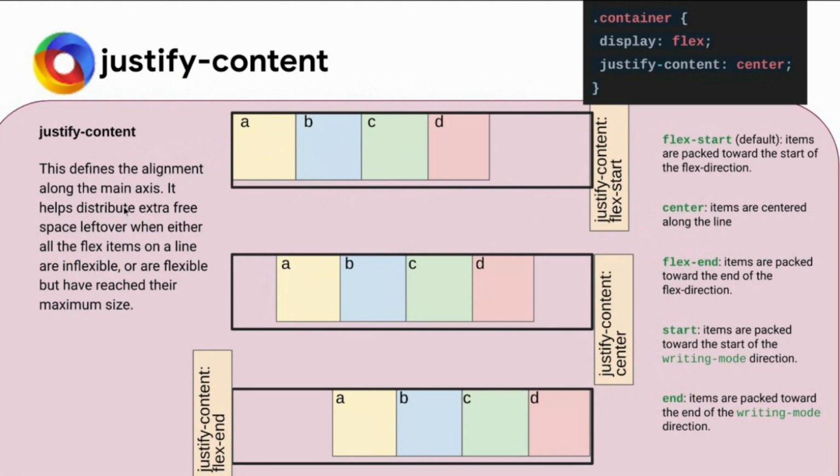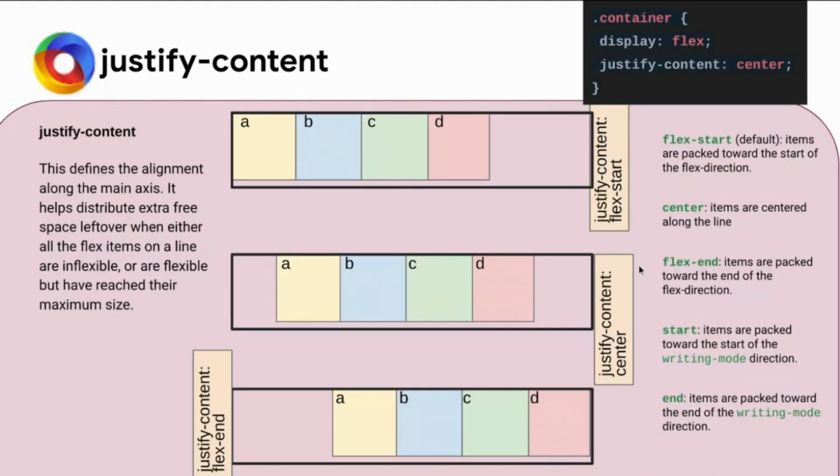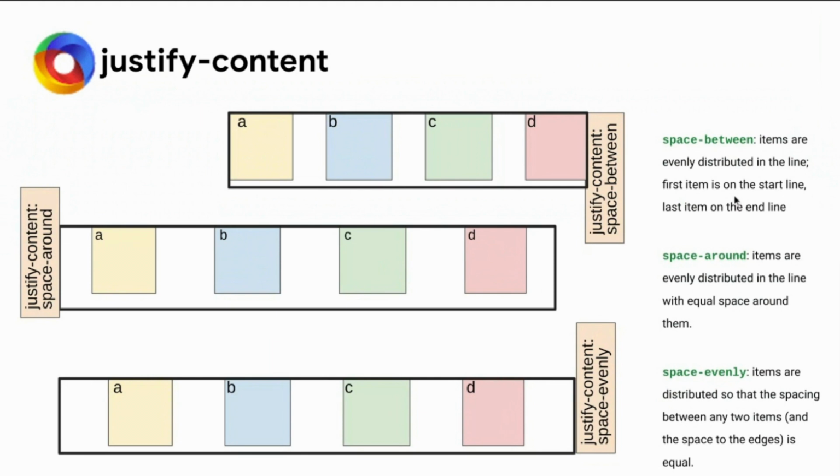That way it defines the alignment along the main axis. It defines the main alignment. So these three are the values. Apart from that, we have values such as space between, space around, and space evenly to manage the space efficiently. So what exactly does each one do? Space between will put the first one at the very beginning and the last one at the very end, and manage the space in such a way that there is equal space between each one of them.